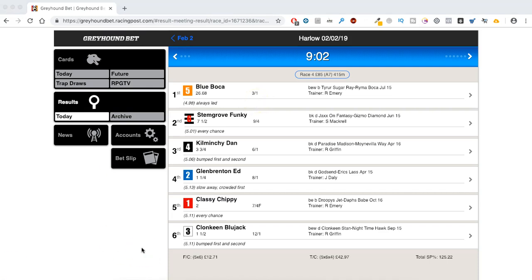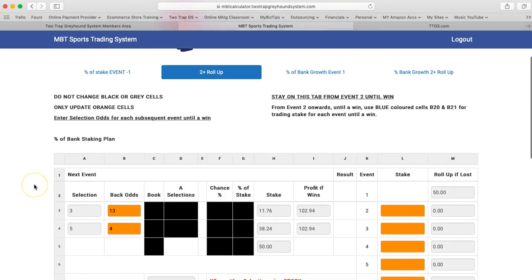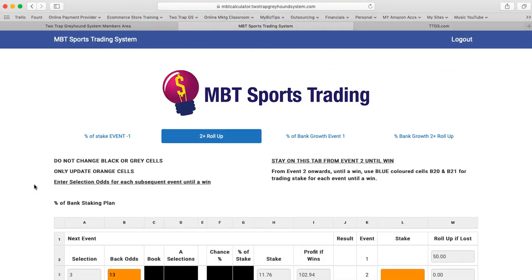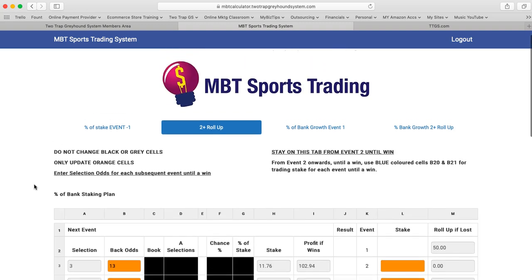So how does that work with the two-track Greyhound system MBT Trading Calculator? Well, as you can see, it's a Dutching/recovery calculator. It doesn't use level stakes, which is one of the big problems when you have a recovery process, in that rather than trying to continually recover your initial stake, what this calculator will do is calculate what the previous stake is that you didn't win with, and add that as a recovery percentage, so that you recover.